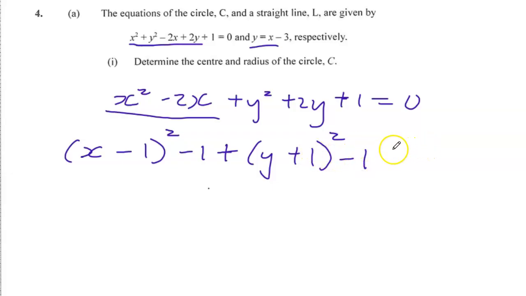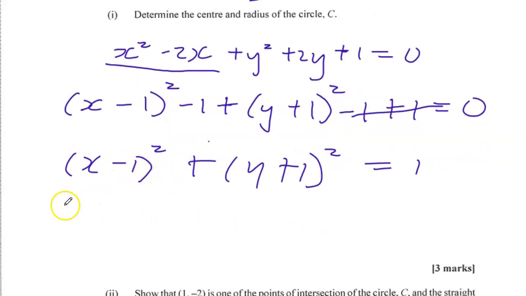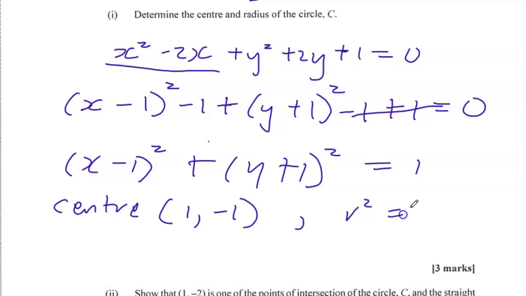So 1 squared is 1, plus 1 here, right? Equals 0. So I guess we could note that negative 1 plus 1, that's 0, right? So x minus 1 squared plus y plus 1 squared is equal to positive 1. So note the center is whatever values of x and y make the bracket 0. So center is 1, minus 1. And the radius, note here, r squared is equal to 1. So therefore radius r is equal to the square root of 1, which is 1.